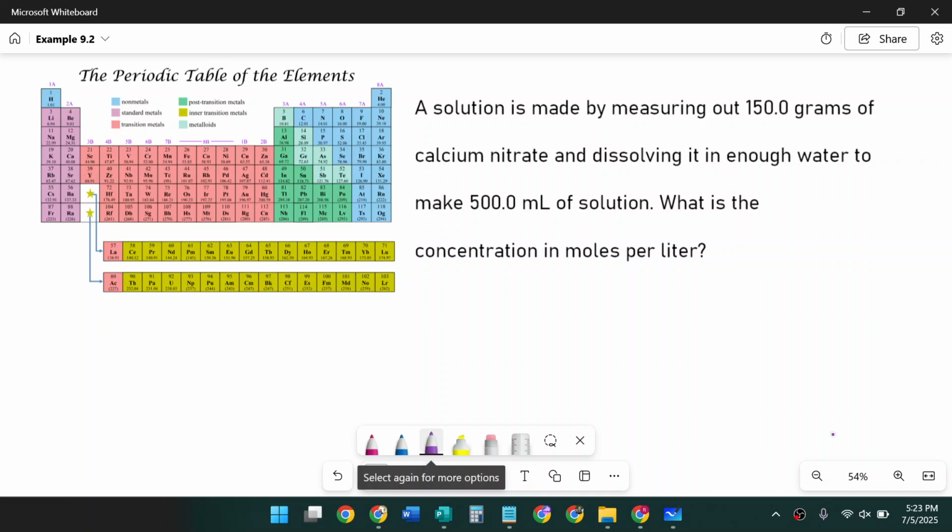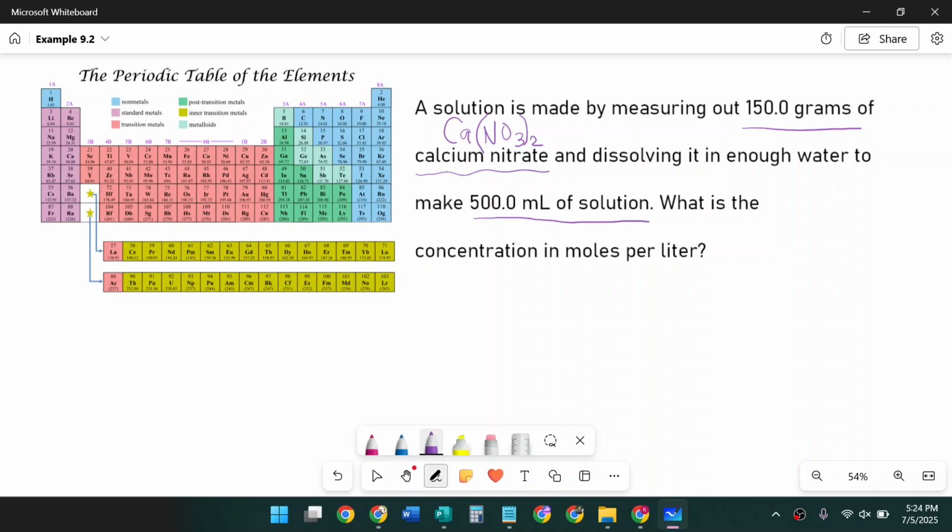All right, so what are we given? We're given the grams of our solution, which is calcium nitrate. So that's a messy C, CaNO3. Now calcium is right here, that's +2, and nitrate is going to be a -1, so that means we're going to have a 2 right here. And then dissolving it in enough water to make this much of our solution.